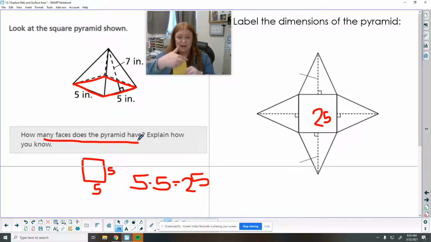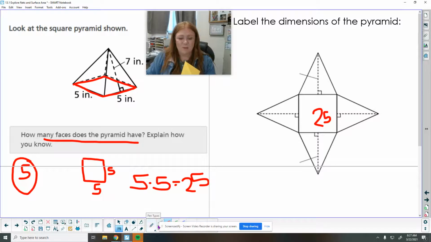I know a square has 4 sides and it needs a triangle connected to each of these when it's folded up. So here's one triangle, and this triangle connects to this side. This triangle connects to this side, and this triangle connects to this side. Since it's a square, it has 4 sides. That means it has one base and then 4 triangles to go around it. So this actually has 5 total faces.